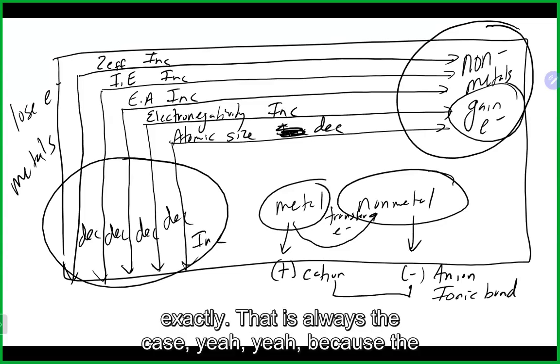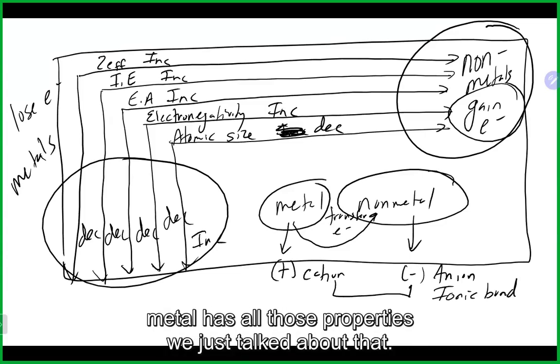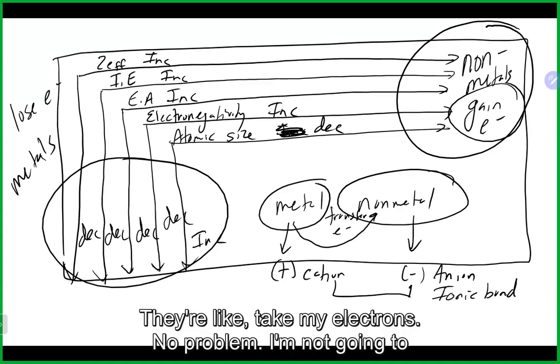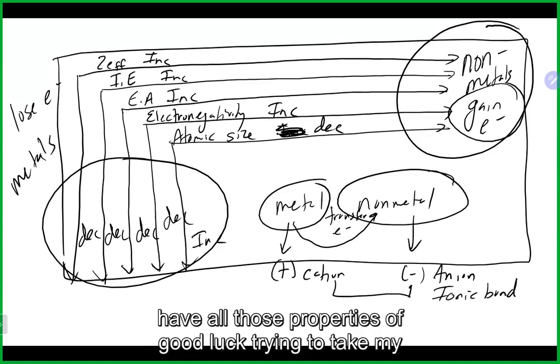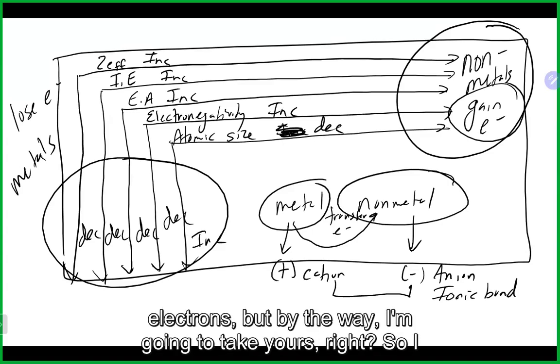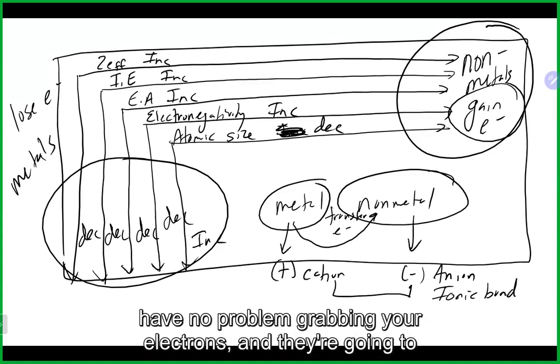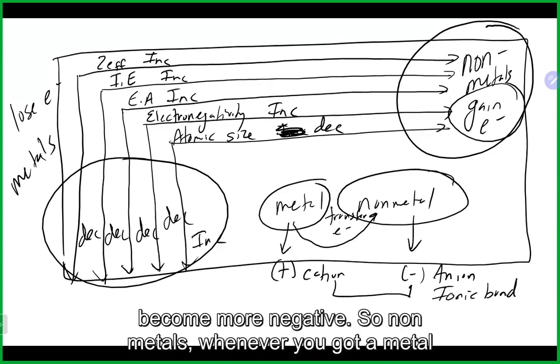Exactly. That is always the case. Because the metal has all those properties that we just talked about, they're like, take my electrons, no problem, I'm not going to fight you. You can just have them, basically. The non-metals have all those properties of good luck trying to take my electrons, but by the way, I'm going to take yours. So I have no problem grabbing your electrons, and they're going to become more negative.